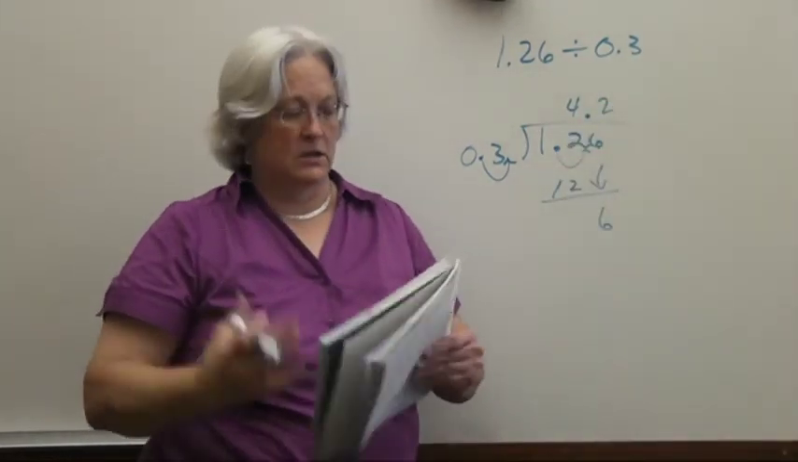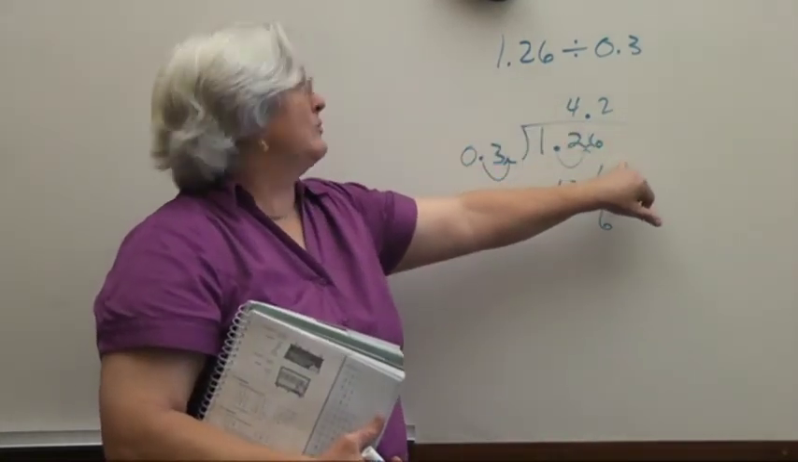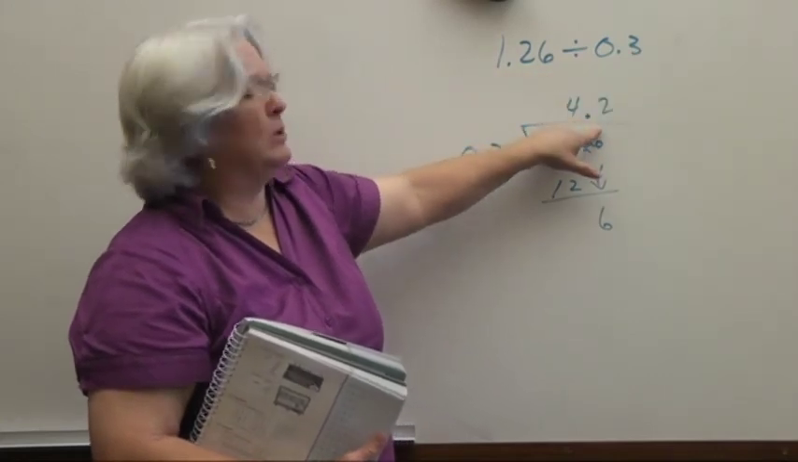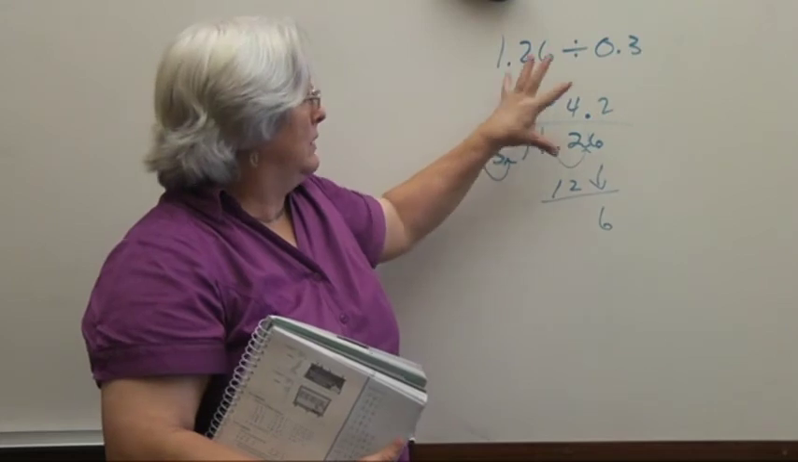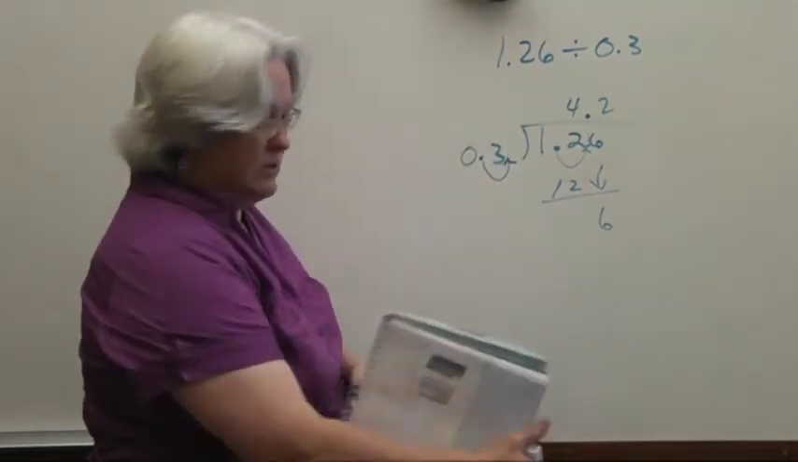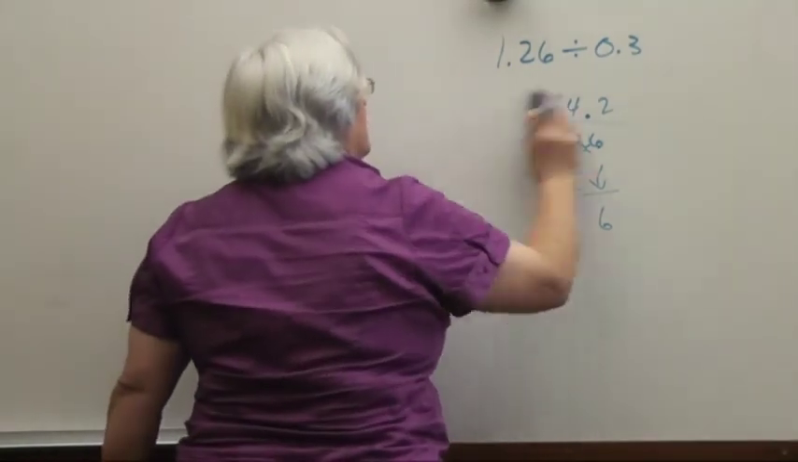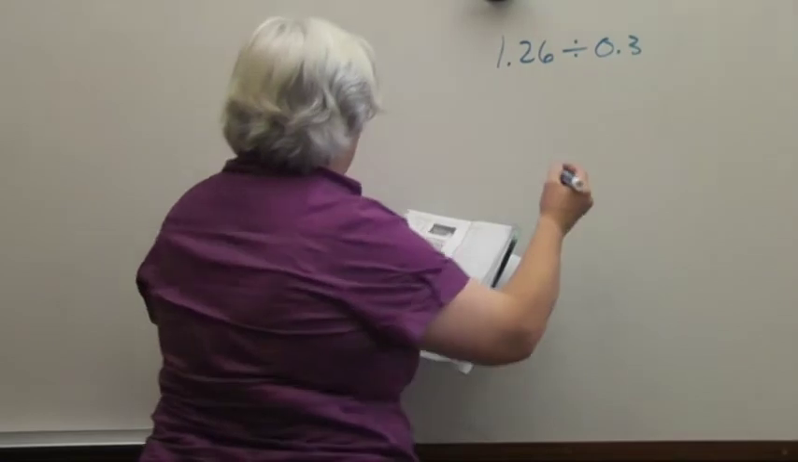So 1.26 divided by 0.3 is 4.2. And you think, boy, that's weird. I end up with a bigger number than I started with. Well, let me verify for you that that's actually correct. How do we do that? Whoops, I just erased it. I'll write it back up here.